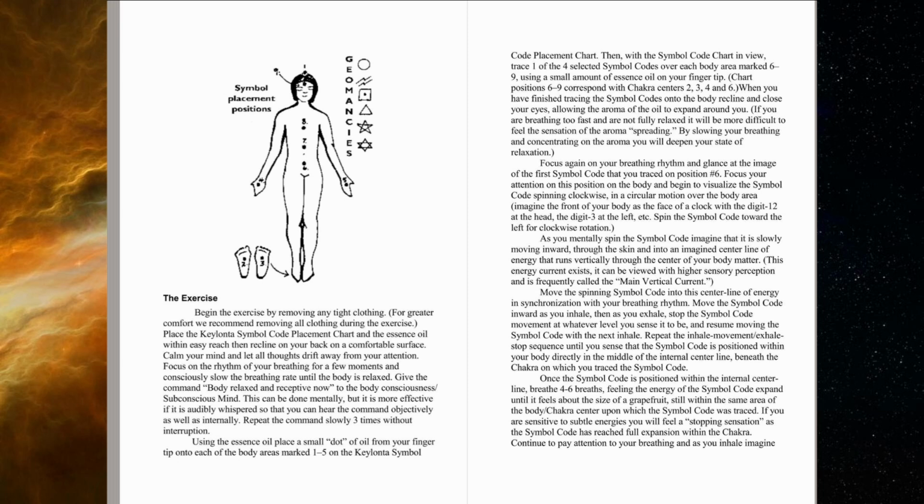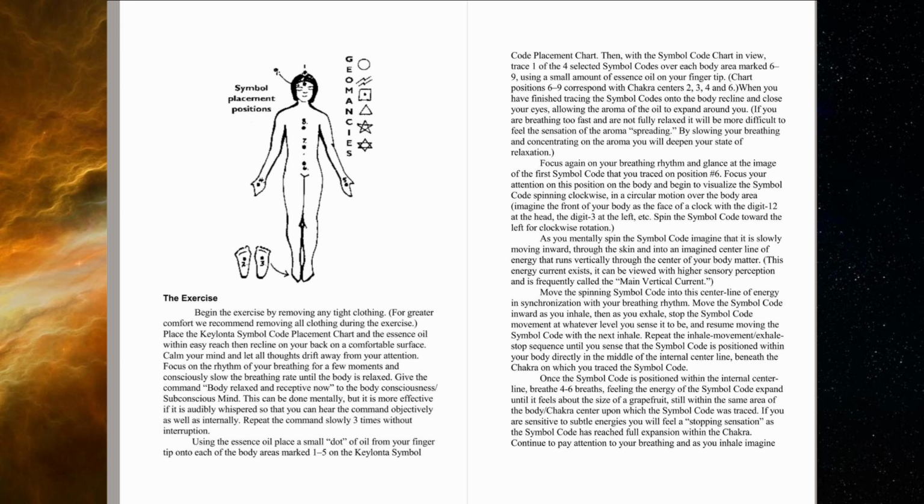Move the symbol code inward as you inhale, then as you exhale, stop the symbol code movement at whatever level you sense it to be, and resume moving the symbol code with the next inhale. Repeat the inhale movement, exhale stop sequence until you sense that the symbol code is positioned within your body directly in the middle of the internal center line beneath the chakra on which you traced the symbol code.